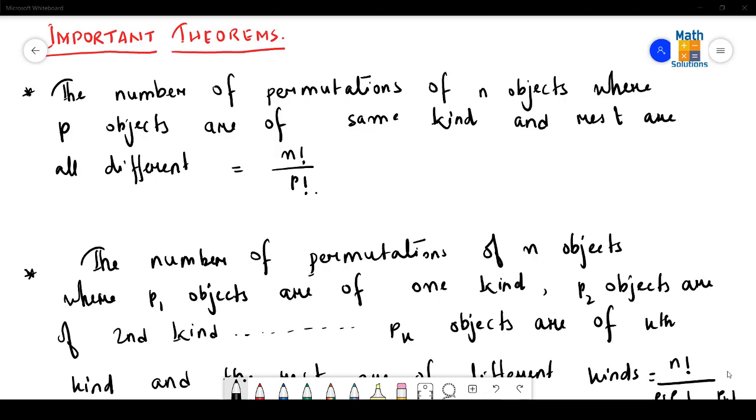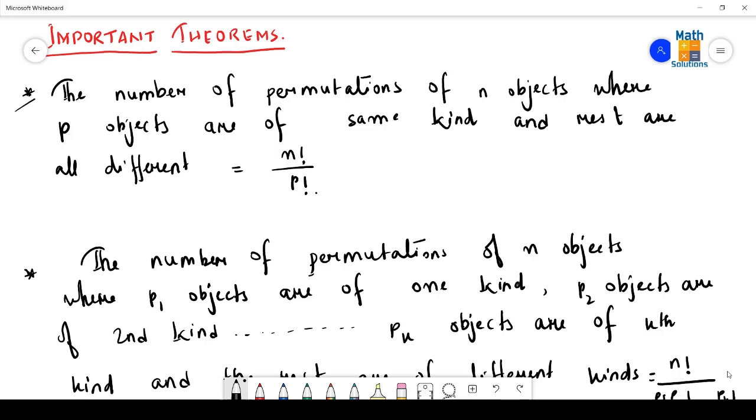Hello everyone. Through this video we are going to discuss some problem sums on permutations, and for that two theorems are very important. Let's first know these two theorems. Here goes the first theorem. The number of, let us see what it says.